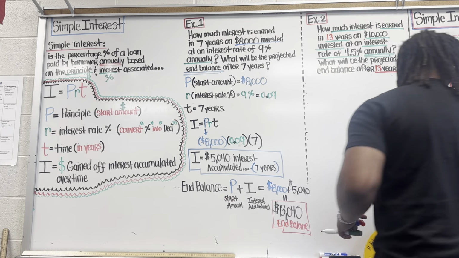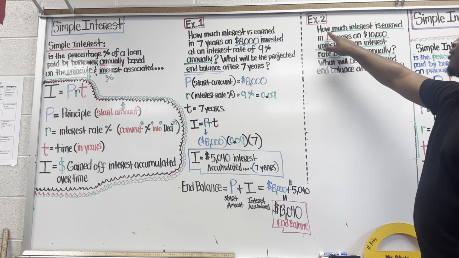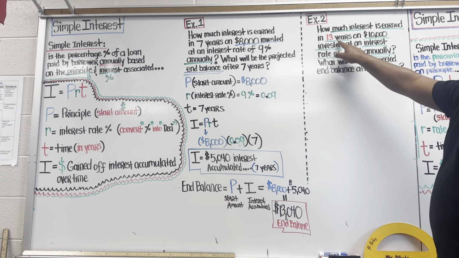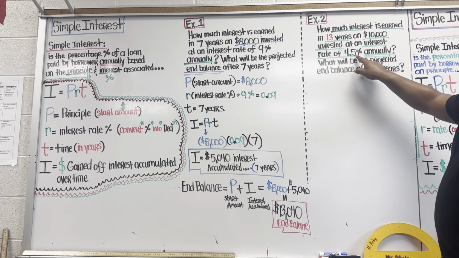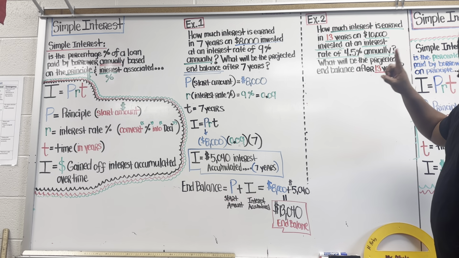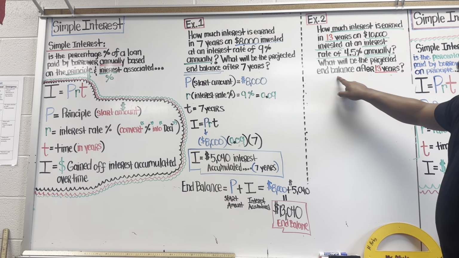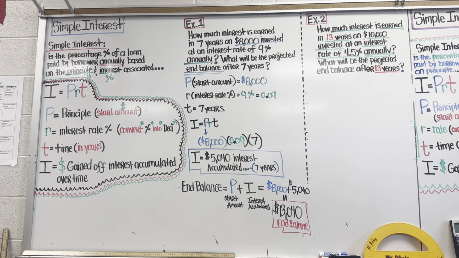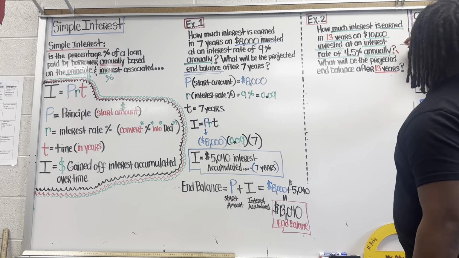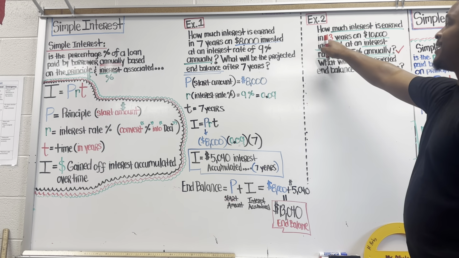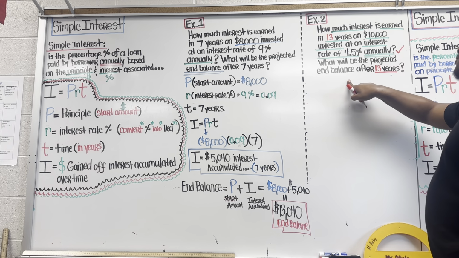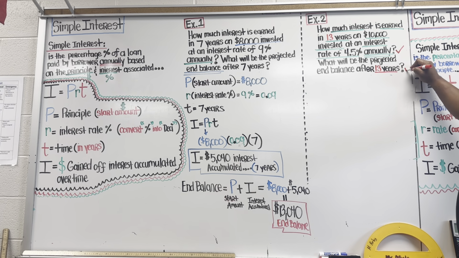So let's just go ahead and solve this problem real quick. It says, how much interest is earned in 13 years on $10,000 invested at an interest rate of 4.5% annually, right? You remember annually means once per year, right? The second question is asking, what will be the projected balance after 13 years, okay? So what we're gonna do is, guys, we're gonna answer question 1. We're gonna find out how much interest has accumulated on top of the principal in the last 13 years, right? And then also, guys, we're gonna calculate what will be the balance after 13 years, okay?